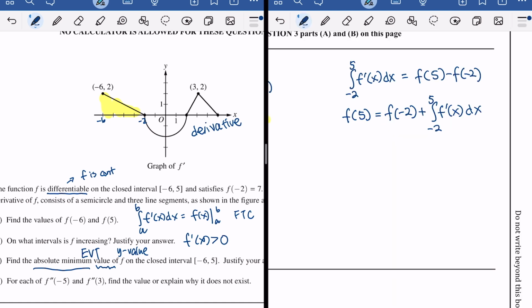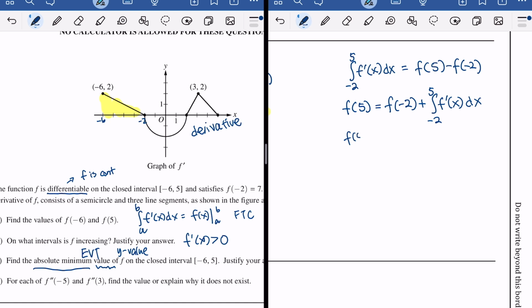Okay, and then here the initial value is 7 plus the accumulation. And now all we want to find is the accumulation from negative 2 all the way to 5. And in this case, we are looking for this area of the semicircle all the way to 5, which is the triangle. Now I want to remind you, the area below the x-axis is negative, and the area above the x-axis is positive.